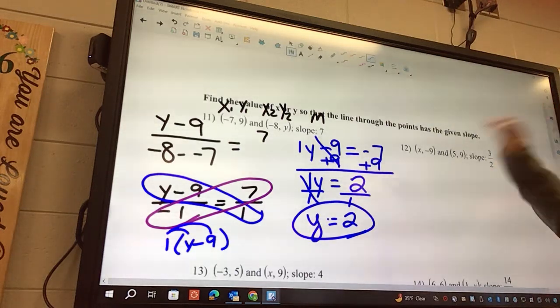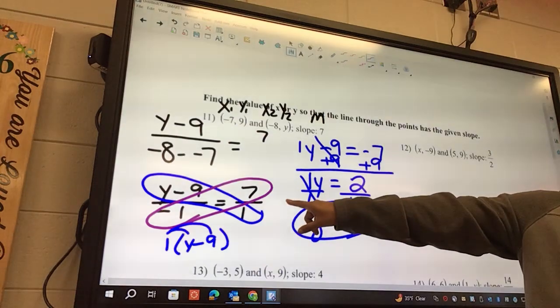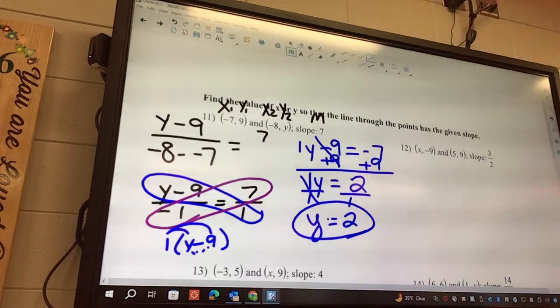Okay, so here's where people are going to make mistakes. It's going to be this part, so please be careful, pay attention. You have to distribute to both pieces. Everything else you guys should be able to do. This part is a little bit, I guess, more concerning.